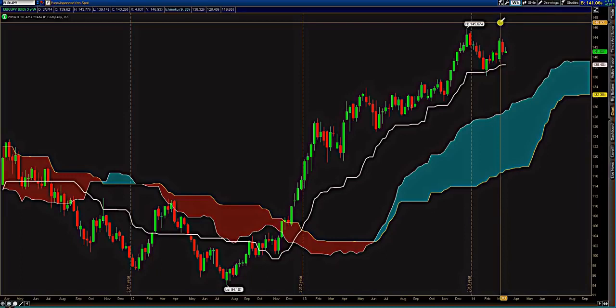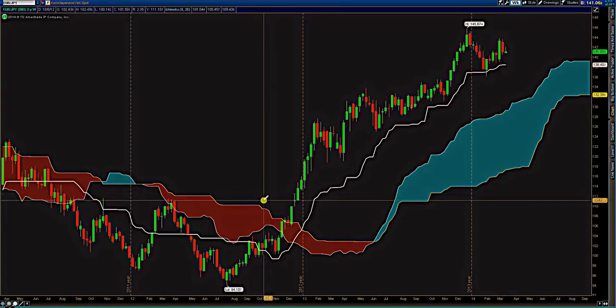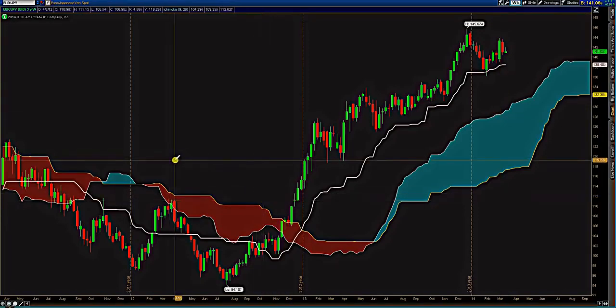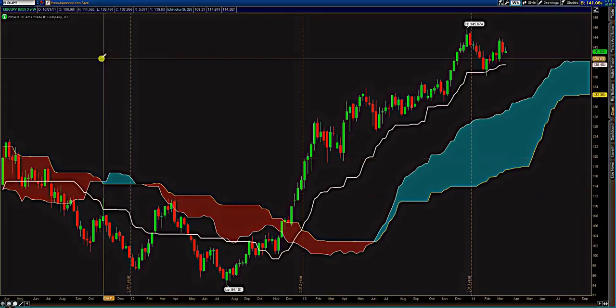All right, so let's take a look at Euro Yen. And we have the Kijun. Now, what I noticed right off the bat is how well price action respects the Kijun.